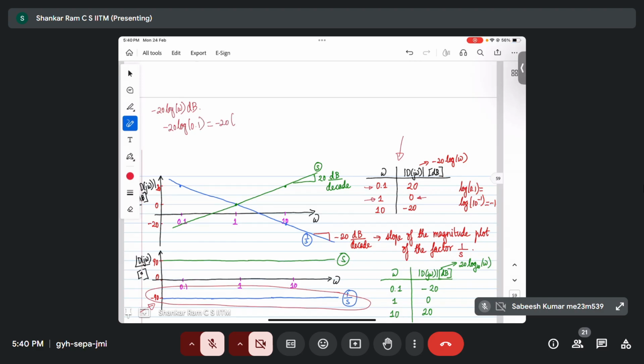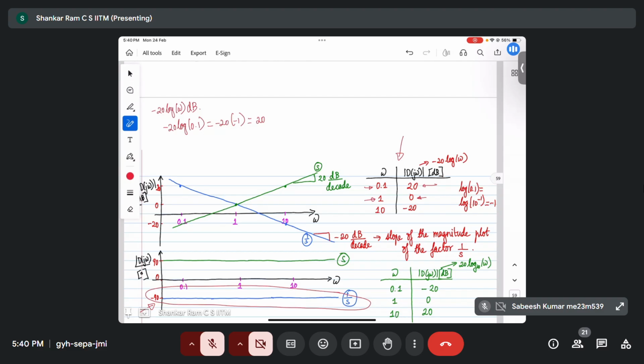Log of 0.1 is minus 1, that is, 1 upon 10. So minus 20 times minus 1 will become plus 20. That's why the magnitude came out to be plus 20 decibels. I hope that's clear.